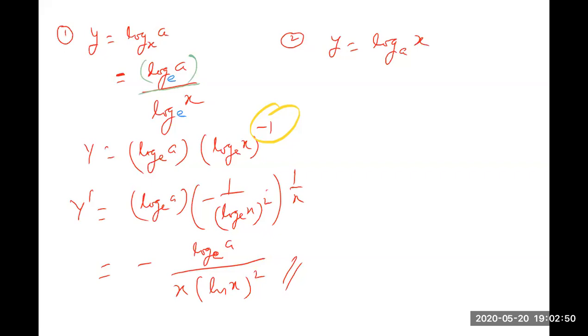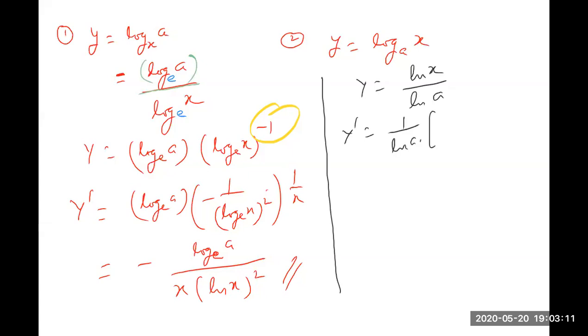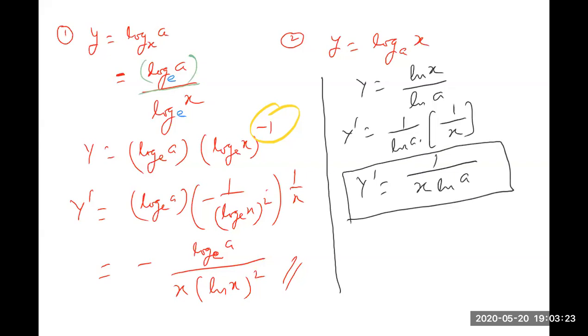Okay. Now come to this problem. The second problem is also exactly the same. Here also you will write this as ln x upon ln a. Directly I have taken the base e. So y dash will now be 1 upon ln a, which is common. The derivative of ln x is 1 upon x. So y dash will be 1 upon x log a. Very simple problem.